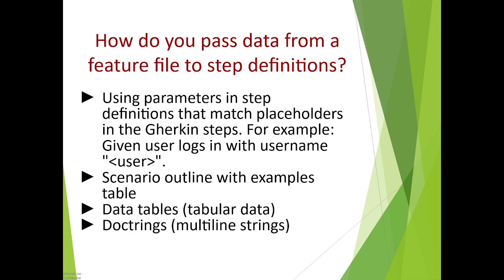in the feature file. Let's say you are passing username and password, you can use tags in brackets, like user and password, and we can use something called a scenario outline with examples tables, which we can use to parameterize the scenarios. We can also use data tables, in the form of tabular data, or doc strings. These are the ways we can pass data in the feature file, and that will go to the step definition, and depending on the type of data and test scenario, it gets automated.